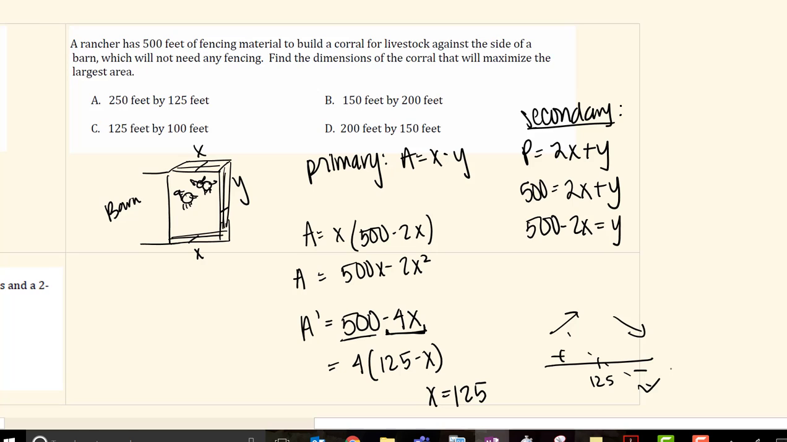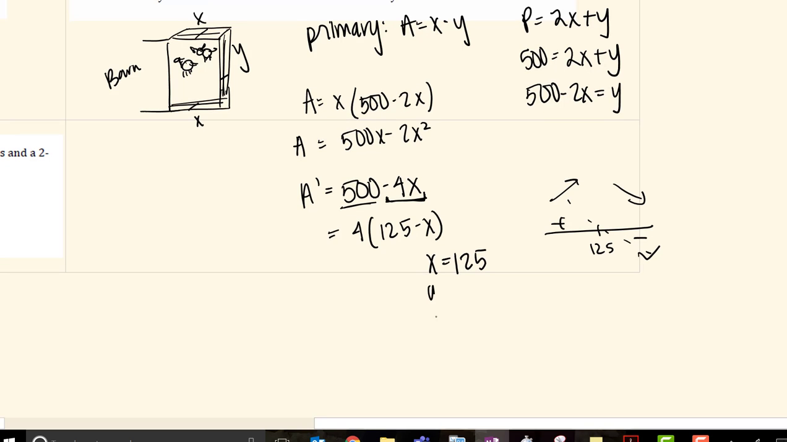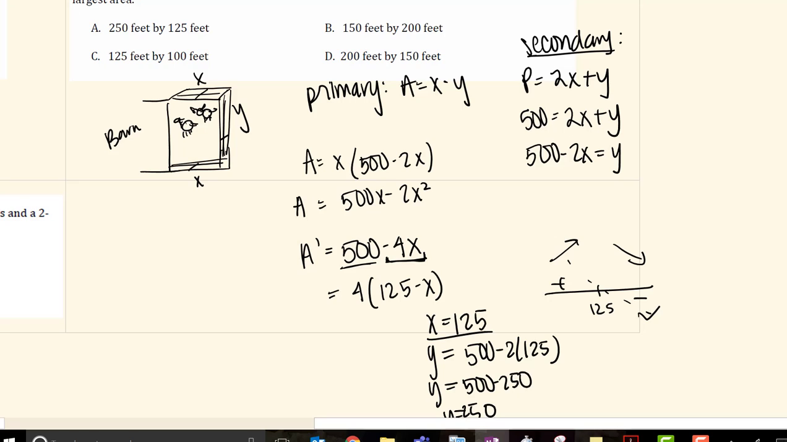Dimensions then, we know it's going to be 125 for my x value. So for my y, I'm just going to plug it into that equation. 500 minus 2 times 125, 500 minus 250. So I get 250 for y and 125 for x. That is going to match letter A.